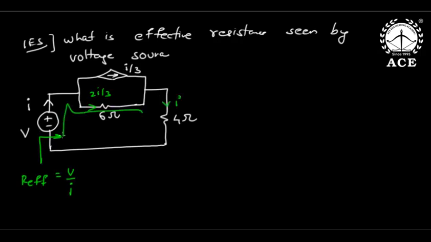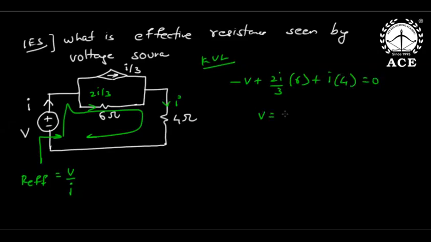So I'm writing a KVL like this. Minus V plus IR plus IR equal to 0. So V equal to 8I. So R effective is V by I, which is 8 ohms. Okay, 8 ohms.